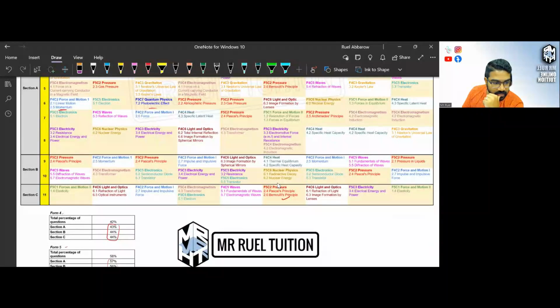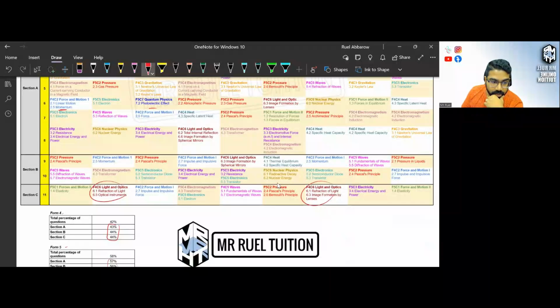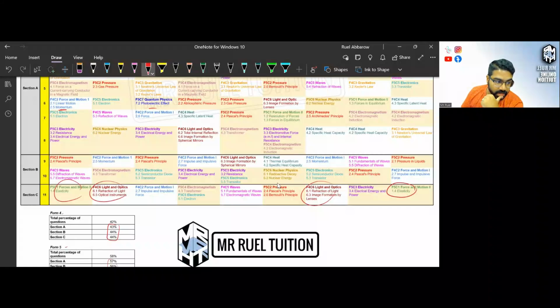So as you can see, Section C, you can't avoid that. All right, you have no choice. You have to do it. So you can see here, light and optics came out twice. Force and motion, elasticity came out twice as well. Okay, the others are just one time. But again, this doesn't say anything. Doesn't guarantee anything. But elasticity has come out twice, and light and optics has come out twice.